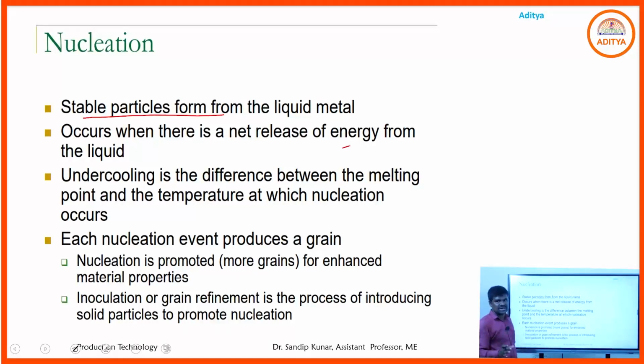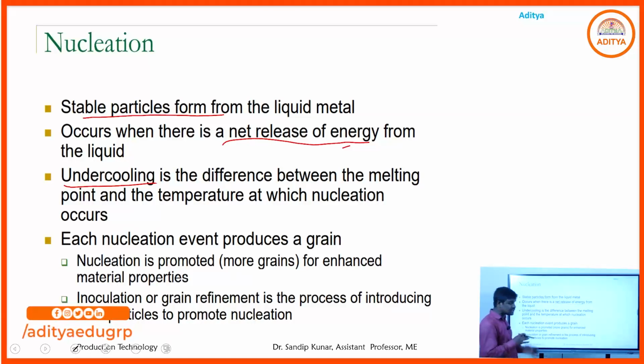Heat will be removed from the molten material through the mold surface. Means it occurs when there is a net release of the heat from the mold surface, from the liquid. Liquid means the molten material. What is called undercooling? Undercooling means the difference between the melting point and the temperature at which the nucleation will start. Means it will start the solidification process, start the nucleation process. Means stable particles will be formed, just start the formation of the grain particles.